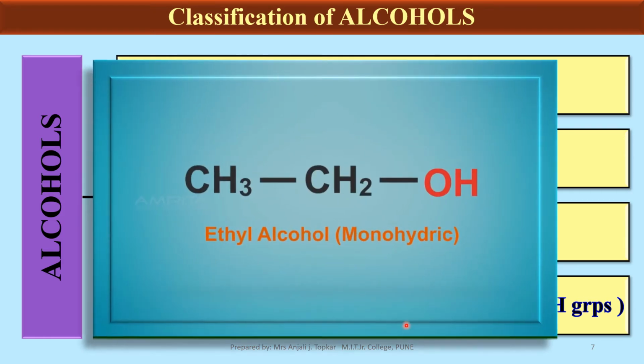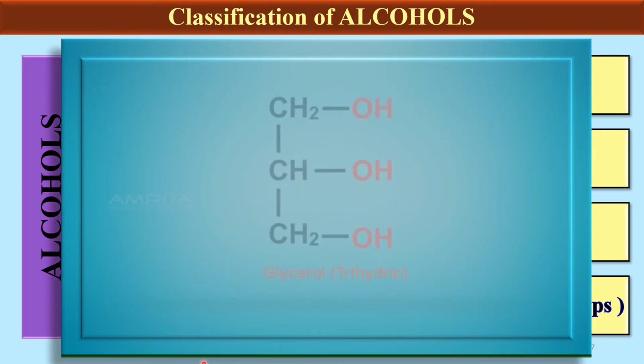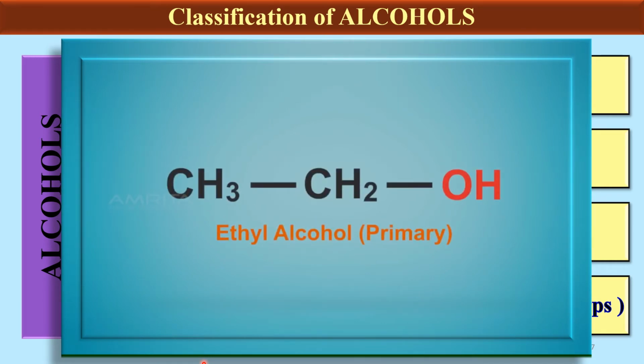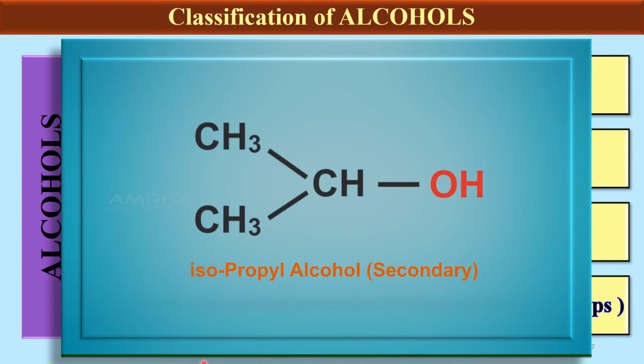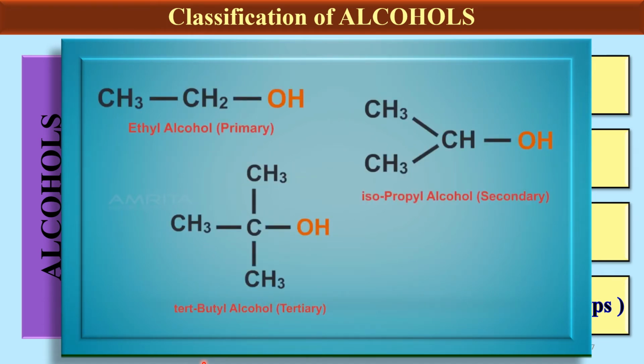Alcohols are classified as monohydric, dihydric and trihydric depending on the number of hydroxyl groups. They are further classified as primary, secondary and tertiary according to whether the hydroxyl group is attached to primary, secondary or tertiary carbon atoms respectively.